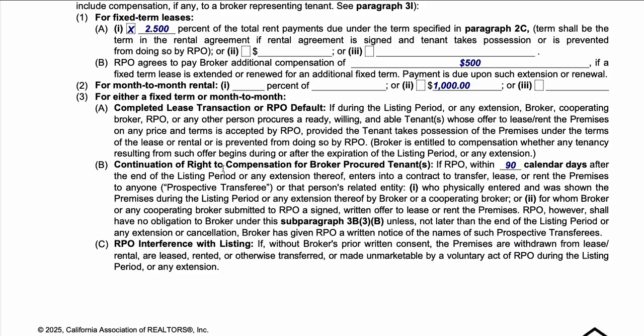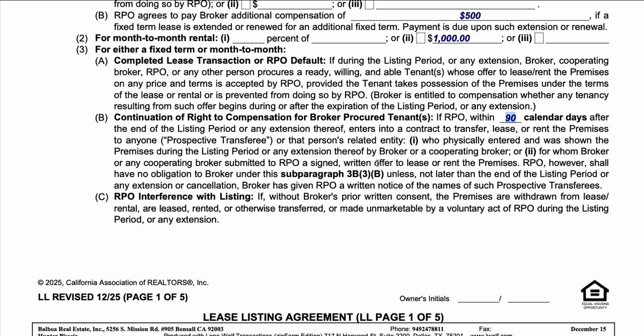Protect yourself with a continuation period of 90 days. Write in 90 days so that if this agreement expires and work that you did turns into some sort of transaction, you get paid on it. So put in 90 days, at least 30, but the more the better. Put in 180 days if you want, okay?